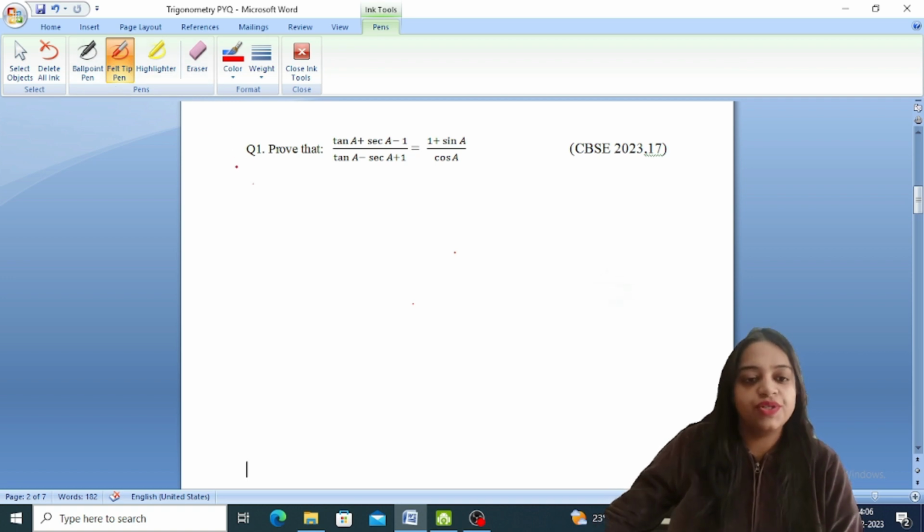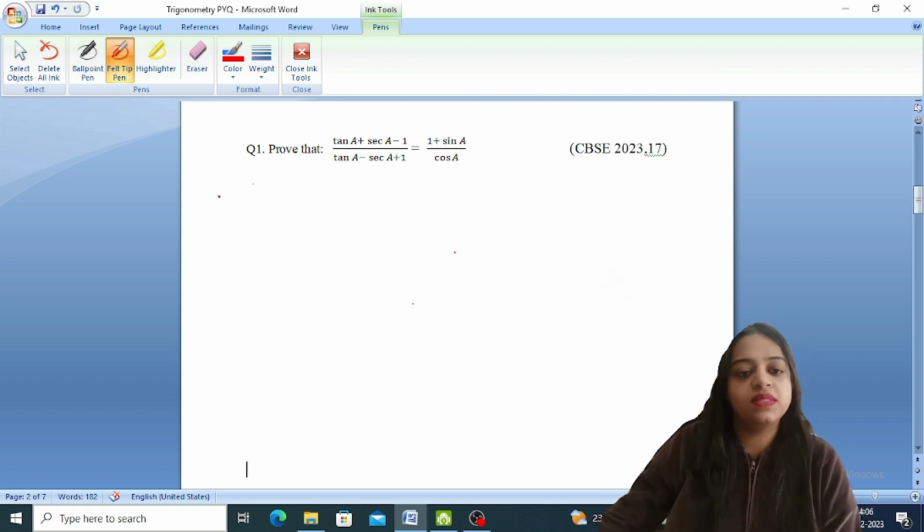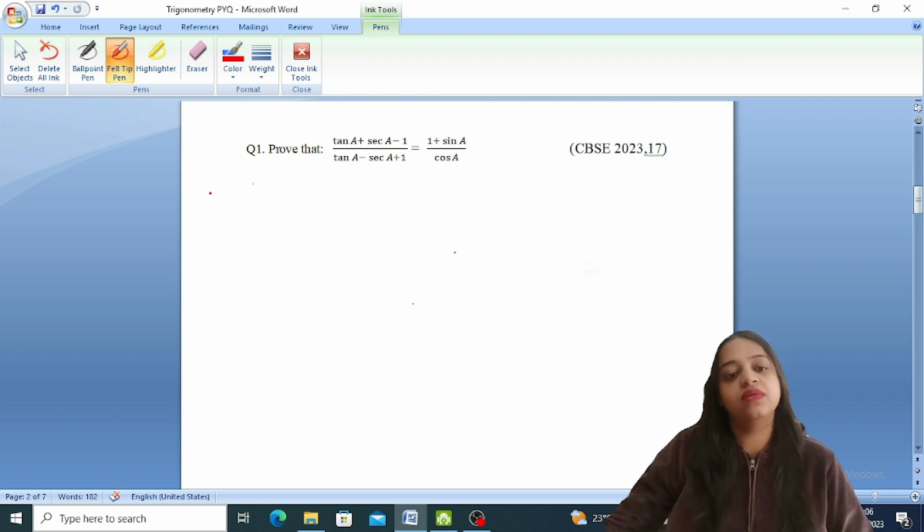See the first question. It is prove that (tan a + secant a - 1) upon (tan a - secant a + 1) equals to (1 + sin a) upon cos a. So actually there are two ways of solving this question.